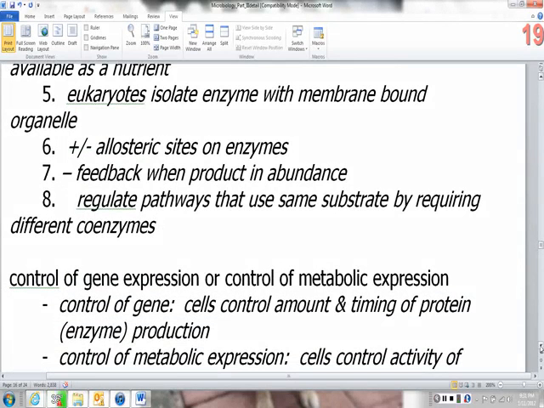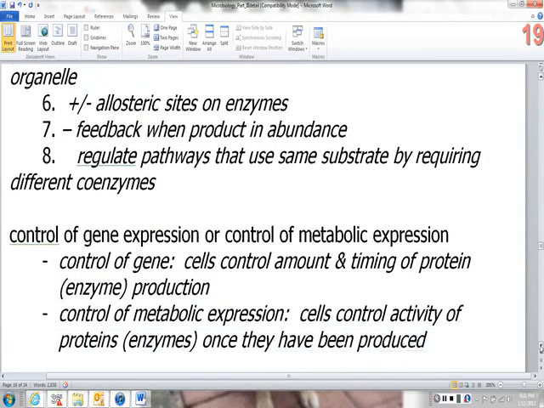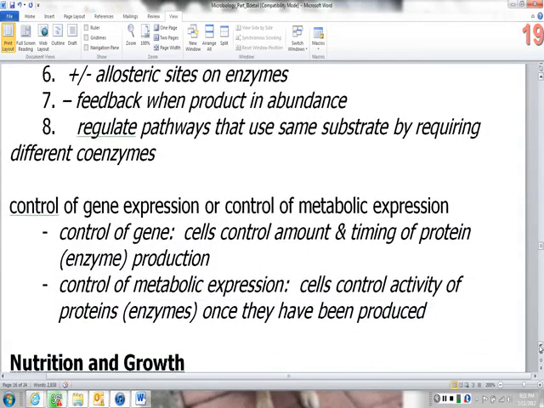When regulating enzyme production by controlling a gene, the cell will control the amount and timing of enzyme production. When controlling metabolic expression, the cell controls the activity of the protein or enzyme after they are already produced.